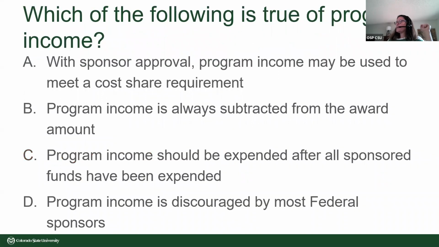Okay. Which of the following is true of program income? A, with sponsor approval, it may be used to meet a cost share requirement. B, it is always subtracted from the award. C, it should be expended after all sponsor project funds have been expended. Or D, it's discouraged by federal agencies. Which one do you think on that one? And again, we're going to come back to these at the very end.